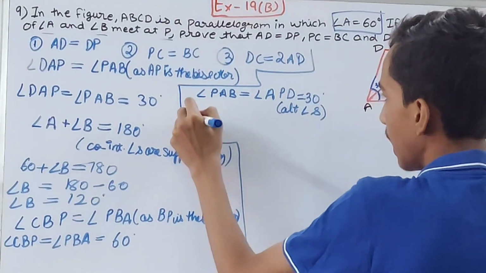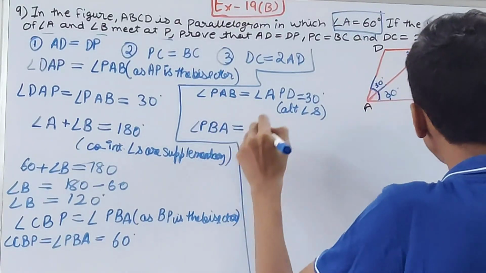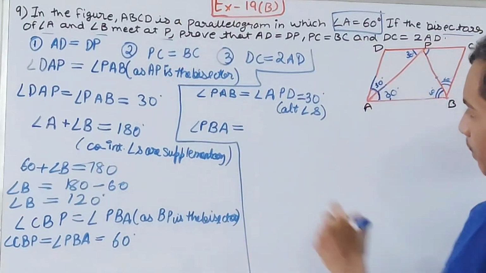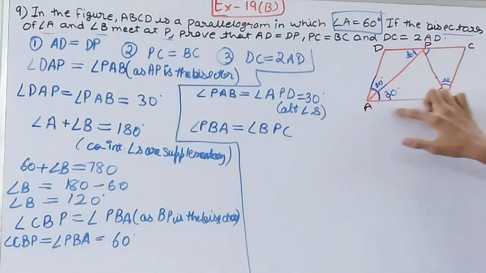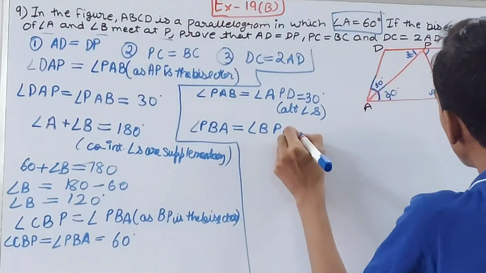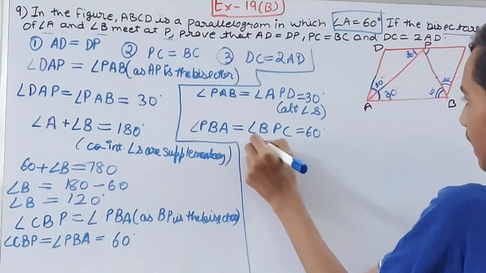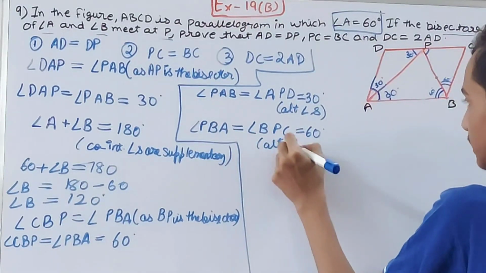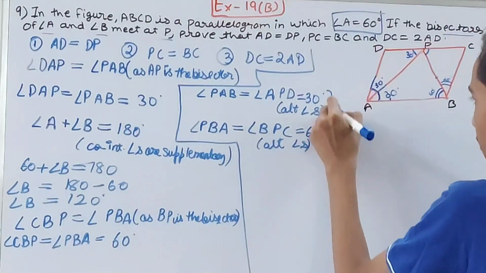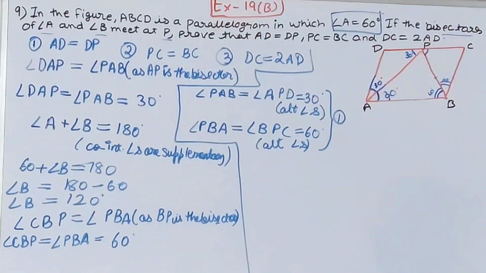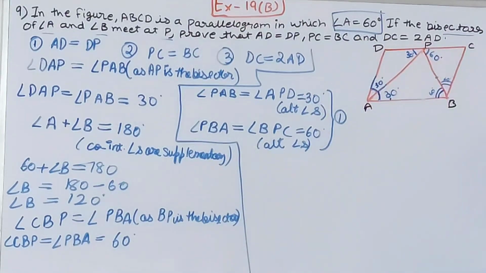Let's write it down. Angle PBA will be equal to angle BPC, that will be equal to 60 degrees. Again, alternate angles. This is our first thing that we've taken out. Now come to the next part. That means this is also 60 degrees.